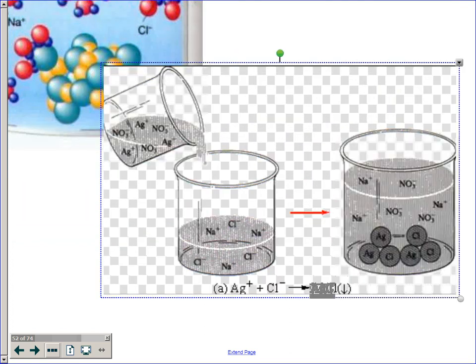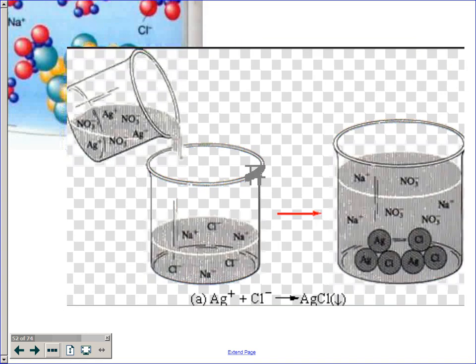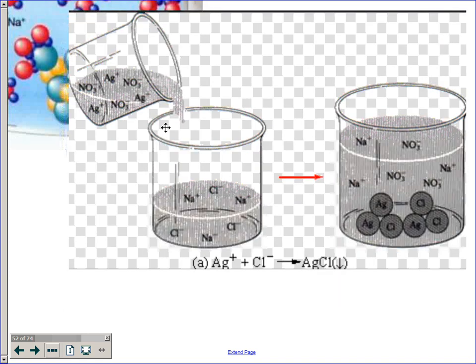But we have Ag plus and NO3 minus. Who's that? Silver nitrate. It's soluble, so it's broken apart into the ions that it's comprised of. And we have NaCl, so we have sodium chloride, right? So these are the 2 aqueous reactants. Notice that they are 100% soluble, therefore they're separated.